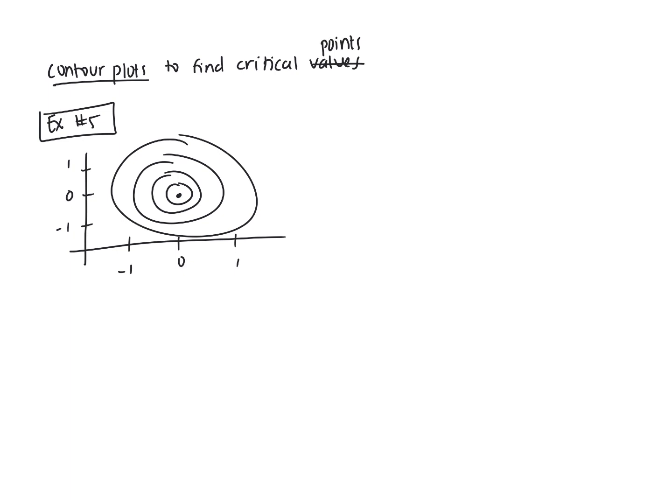We're going to look at 3 quick examples. For this first example, we can tell that there's a critical point at 0, 0. But we can't tell what kind. If we had more information about those level curves, then we would be able to tell if this is a relative max or a relative min.